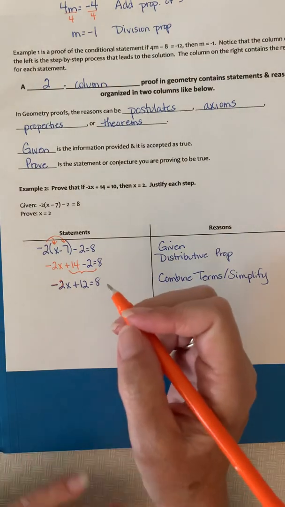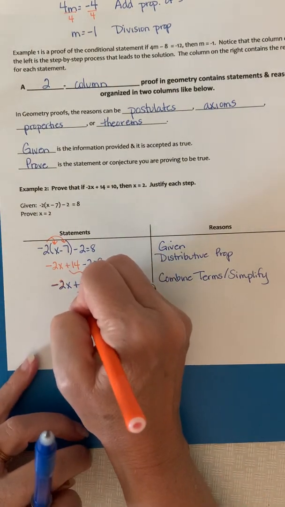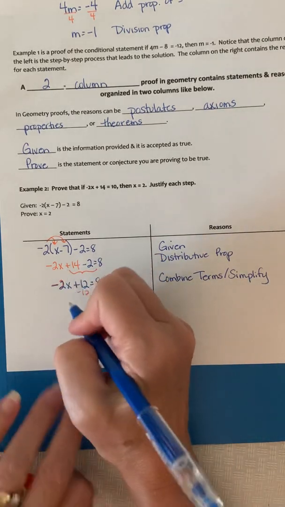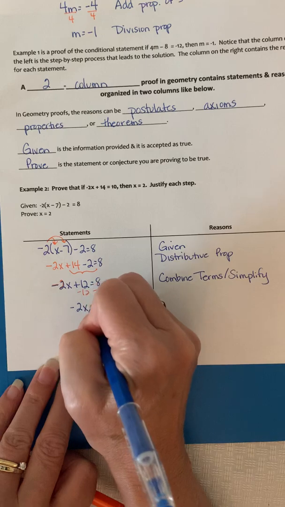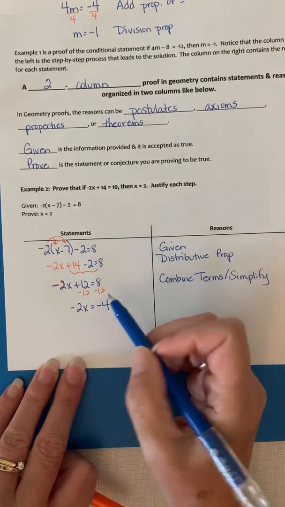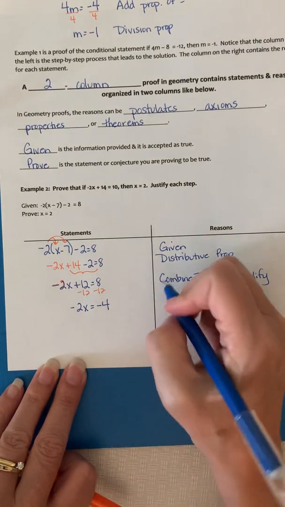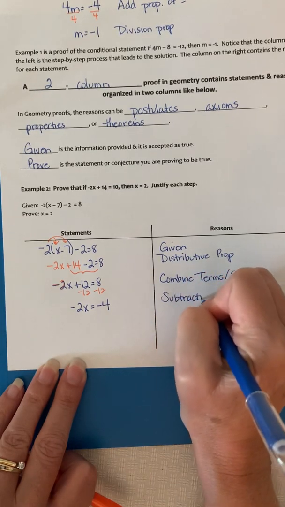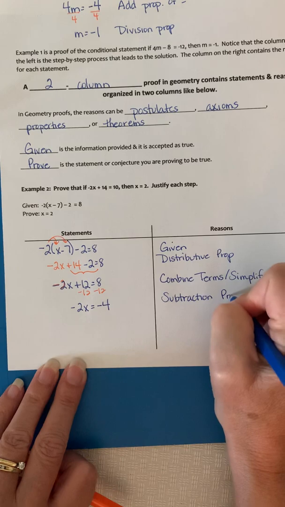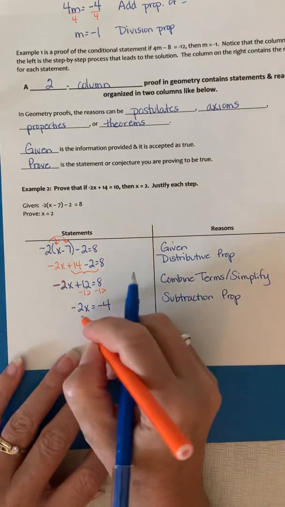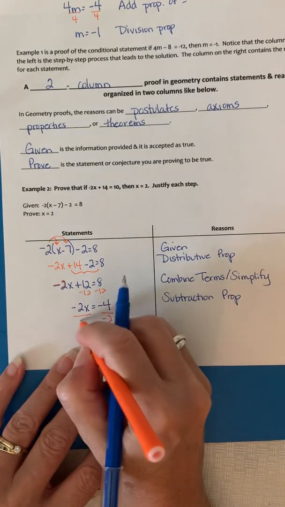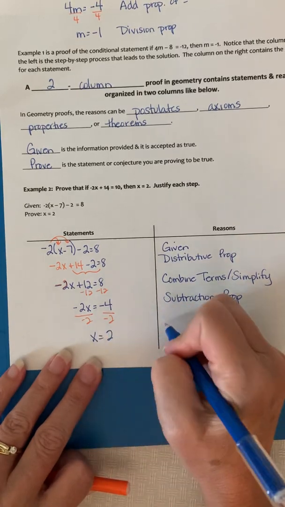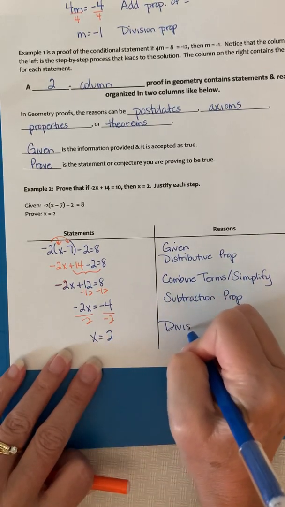Then the next thing that you would do is subtract 12 from both sides, leaving you negative 2x equals negative 4. So what did we do here? We subtracted from both sides. So we use the subtraction property. And then finally, we're going to divide both sides by negative 2, leaving us with x equals 2. So we use the division property.